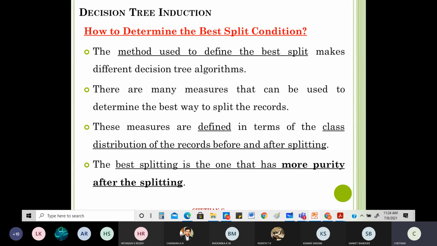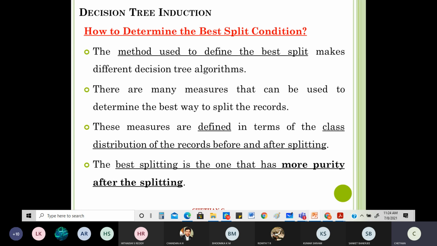For this, you can see there are many methods. The outcomes of all these methods will depend on the attributes you use. The method used to define the best split will give you different decision trees. Many measures are there to determine the best split of a decision tree. What's the next thing? They are defined in the class distribution of records before and after splitting. What is the one thing that becomes very important here? The best splitting is the one with more purity after splitting.